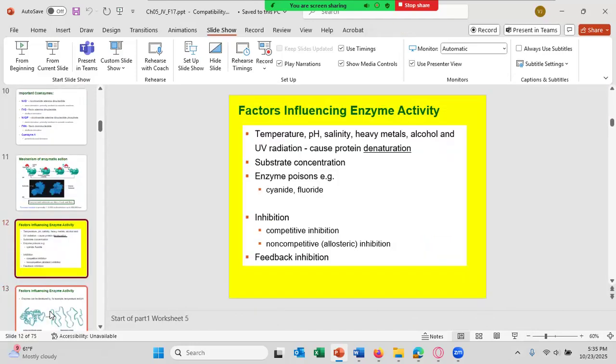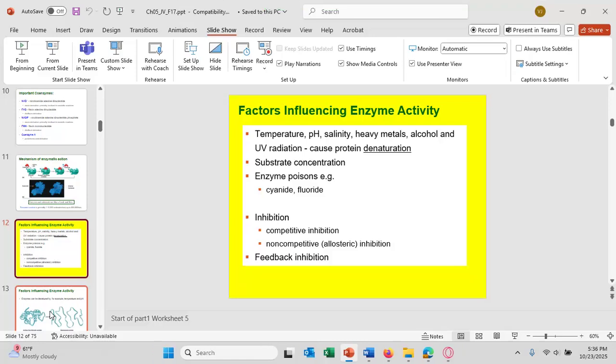Now, with that said, I should warn you, I've already said it once, but I'll say it again. Enzymes do not work in a vacuum. An enzyme may require a coenzyme or a cofactor, and for an enzyme to work at its optimal rate, the enzyme must be at its correct temperature, its correct pH, its correct salinity. There should be no heavy metals present. There should be no alcohol or UV radiation present.